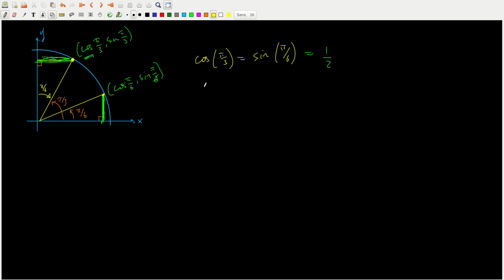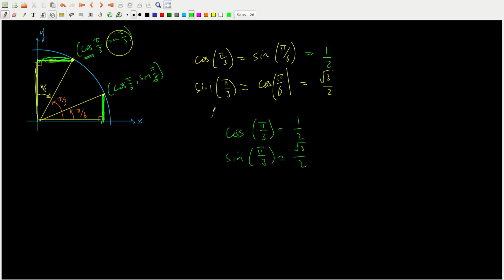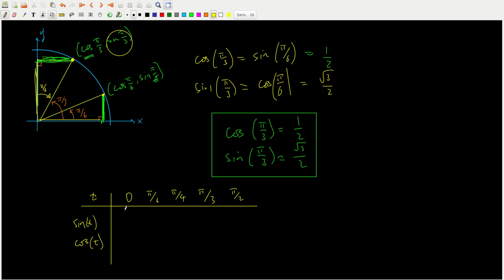And similarly, we can turn this around and say that the sine of pi over 3, this y value here, has to be the same as this x value along there. That x value is the cosine of pi over 6, and we just found that was the square root of 3 over 2. And so we've got another pair of points. And that completes our special values that we really should know as we move forward. And in fact, we can put them all in the one table.